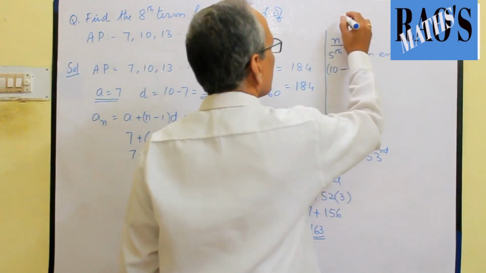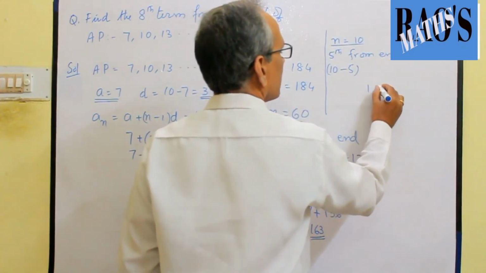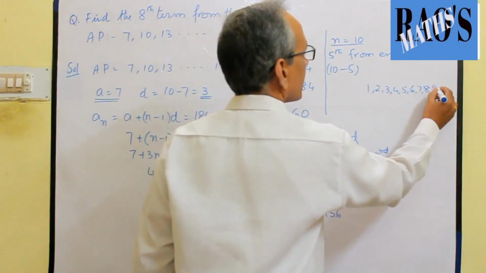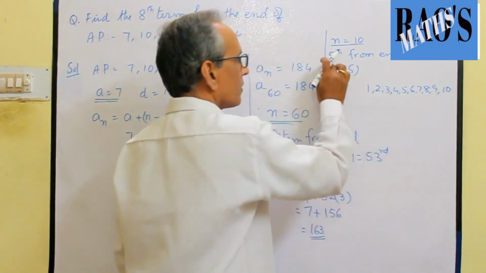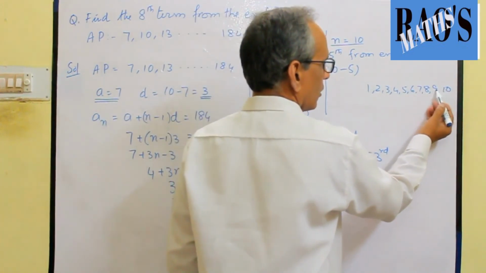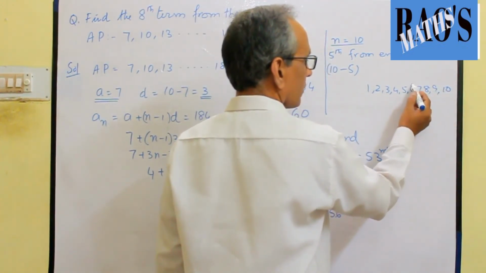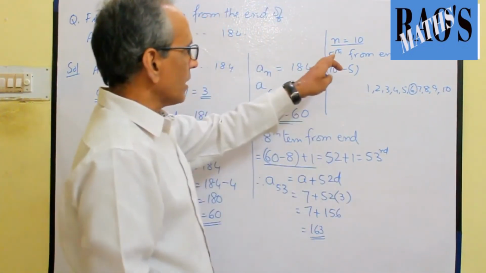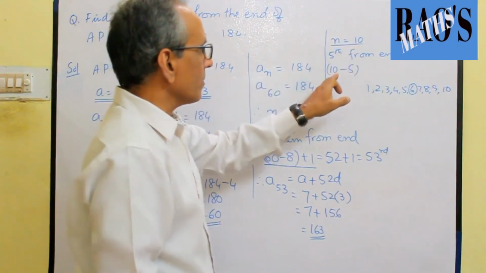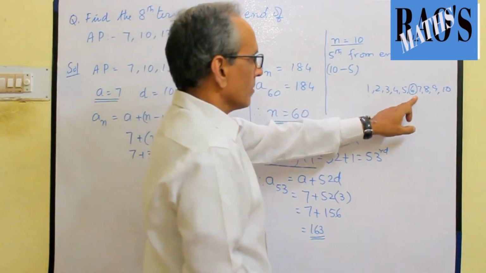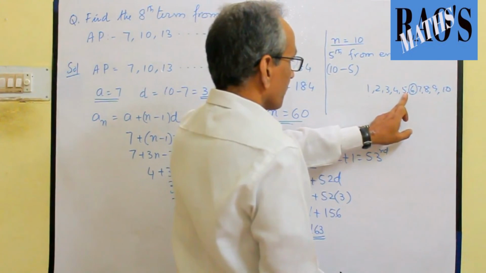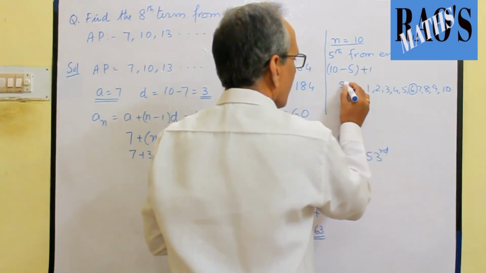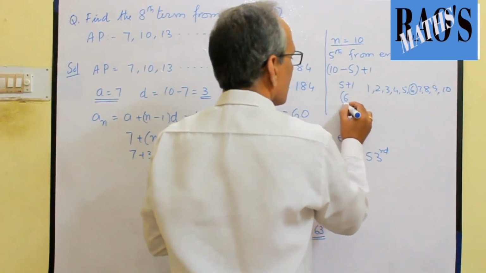So let's write the numbers here: 1, 2, 3, 4, 5, 6, 7, 8, 9, 10. Okay, the 5th term from the end: 1, 2, 3, 4, 5 is the 5th term, and it is the 6th term from the beginning. So if I subtract 5 from n, I get the 5th term. But I want the 6th term, so I have to add 1. So the result is 5 plus 1, that is the 6th term.